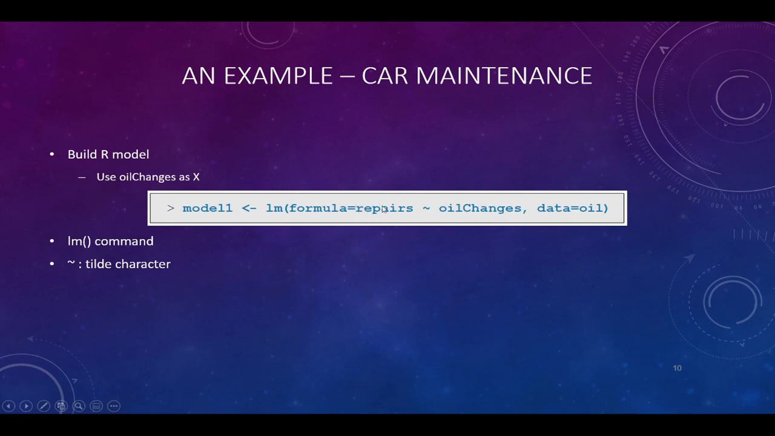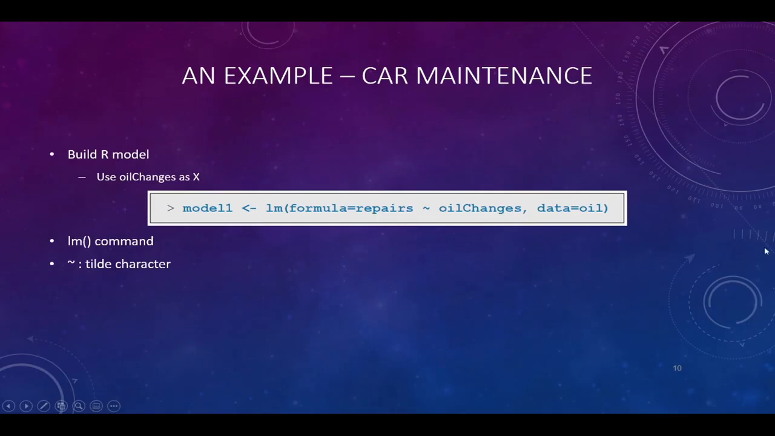The tilde tells which are the dependent and independent variables to include in your model. So it's saying take the dependent variable of repairs and compare it to the independent variable of oil changes. This takes the form of y tilde x, if you think about it in graphical form. Here we read it as use oil changes to predict the repairs. The last thing you send to it is the actual data frame.